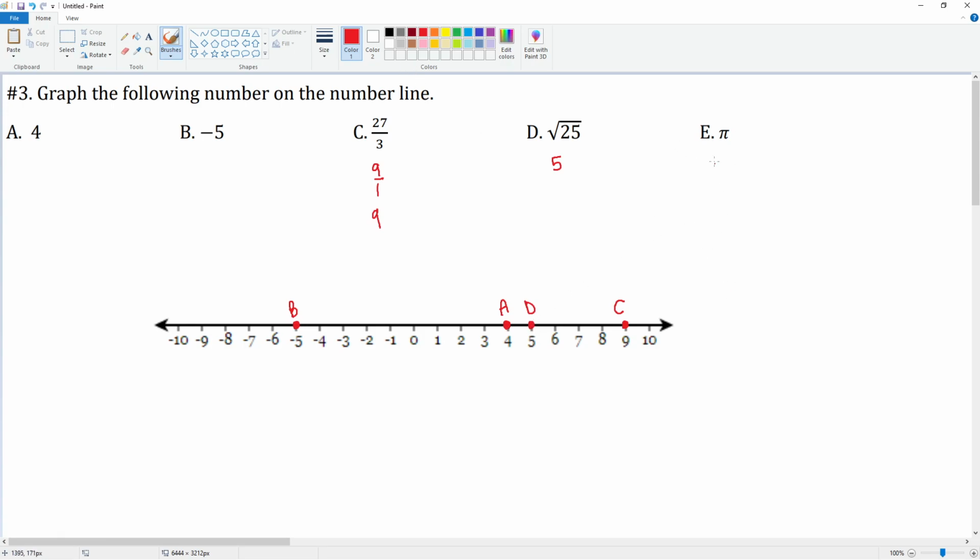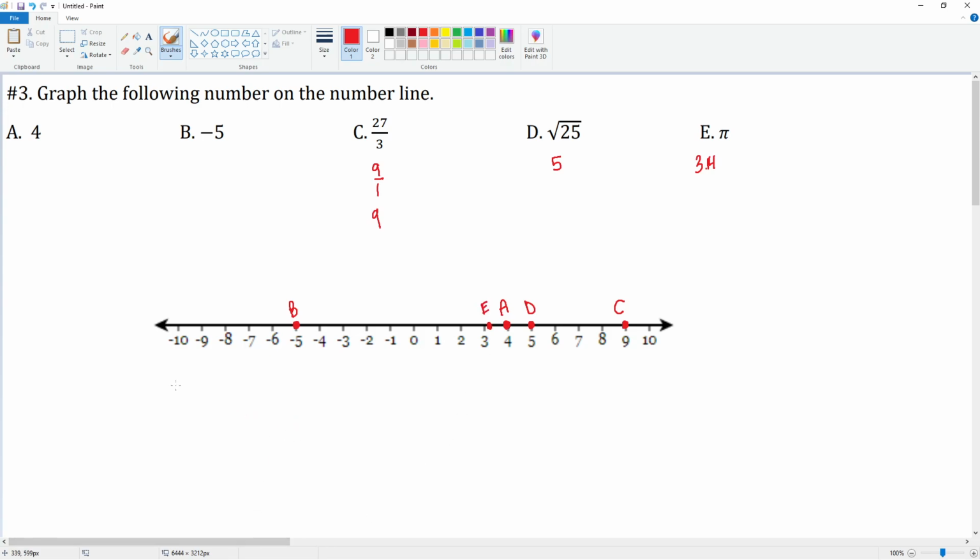E is pi, which is 3.14159. So that is an irrational number that exists somewhere between 3 and 4. So we can put our dot right there, at 3.14, to indicate it right there.